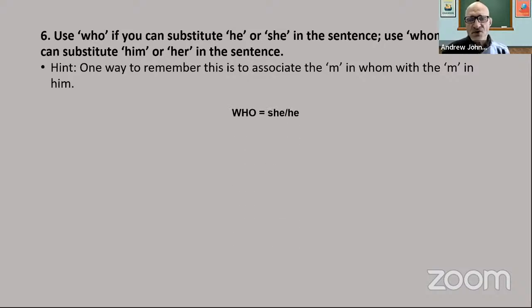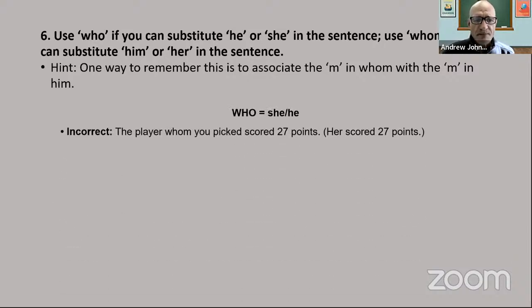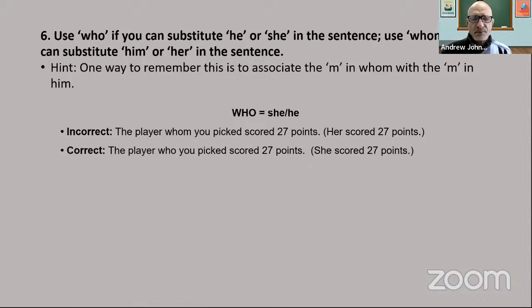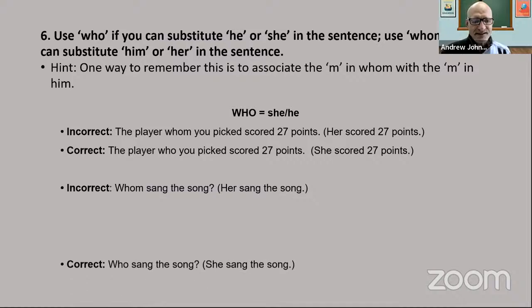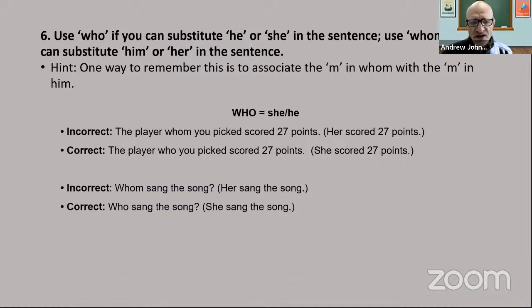Let's see if that makes sense. Who, use she or he. The player whom you picked scored 27 points. Her scored 27 points? Nope, that does not make sense. The player who you picked scored 27 points. She scored 27 points. He, yes, you would use "who." Who, if you can substitute she or he. Whom sang the song? Her sang the song. No, she or he sang the song. Yes. Who sang the song? She sang the song. That is correct.